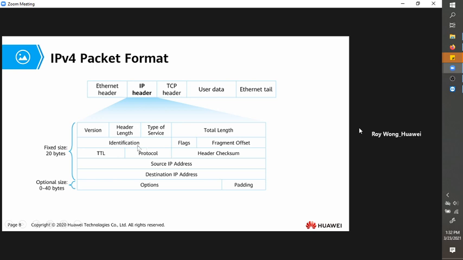Okay, identification, flag and fragment offset. TTL, protocol, header checksum, and the most important will be the source and the destination. Okay, sebab dia perlu ada itu IP address kan, in order to understand where is my destination and where I come from.